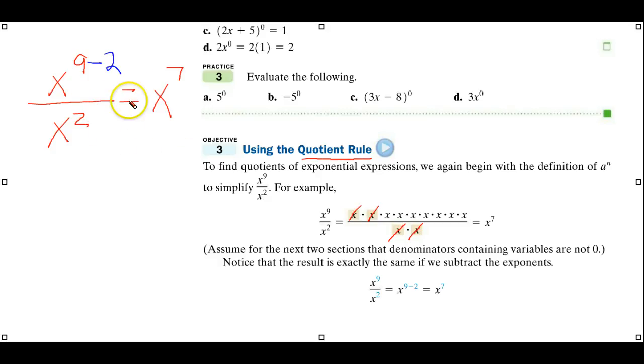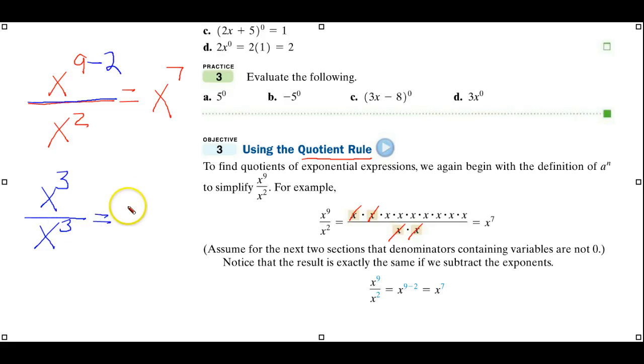Good little technique here. And the general rule for this is that as an exponent crosses this division bar, the sign of the exponent changes. And we'll use that again. In fact, let's do something here. We had said x to the 3rd divided by x to the 3rd. Now we're going to use this rule.